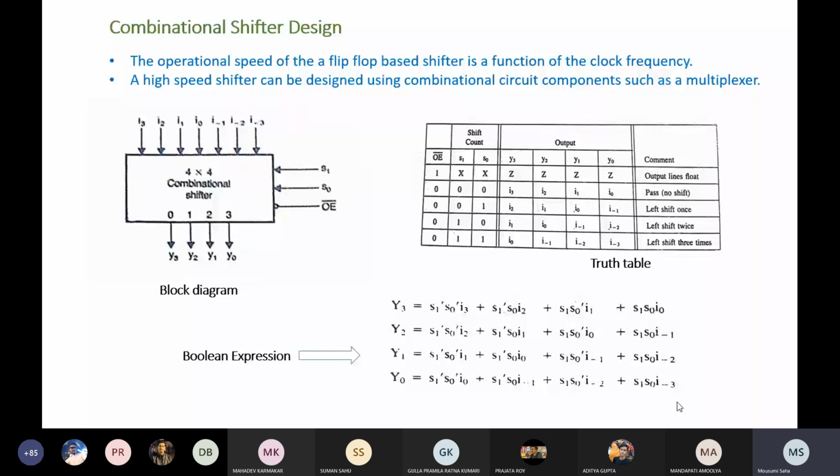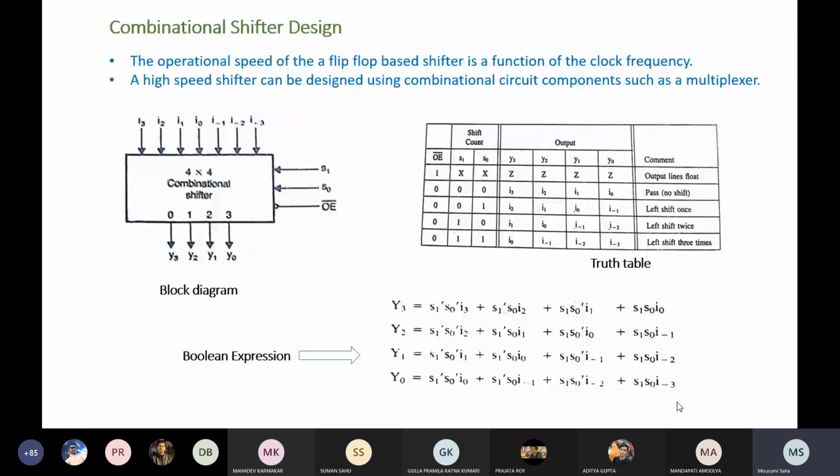This is called the 4 by 4. And you have seen in your digital electronics class how to design the multiplexer. In the same way we can write the expressions y3, y2, y1, y0. From the truth table you can understand that for y3, when S1 bar S0 bar, the input will be I3. When S1 bar S0, the input is I2. When S1 S0 bar, the input is I1. In that way you can write the whole Boolean expression. I hope you don't have any problem finding the output lines y3, y2, y1, and y0 from the truth table.